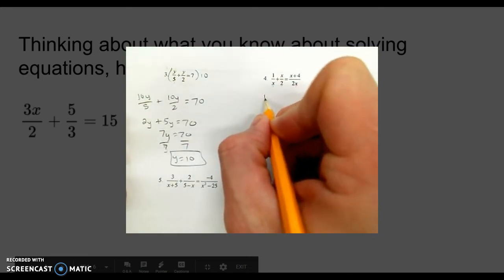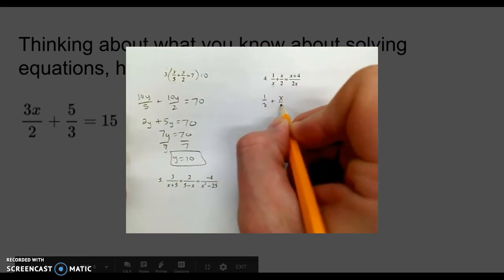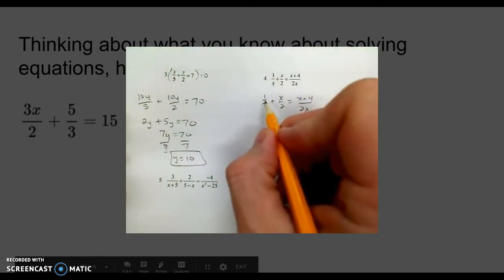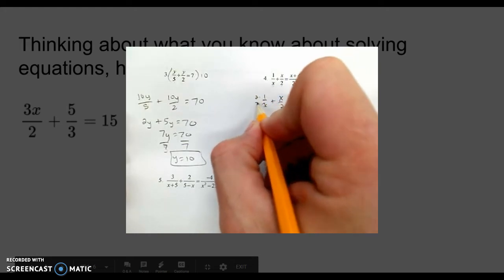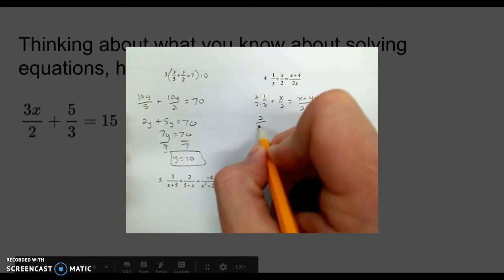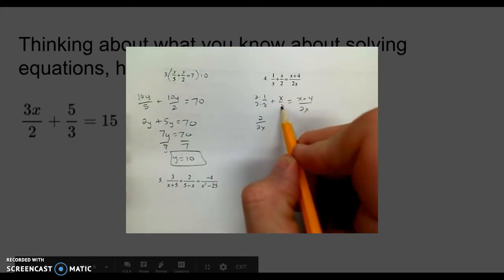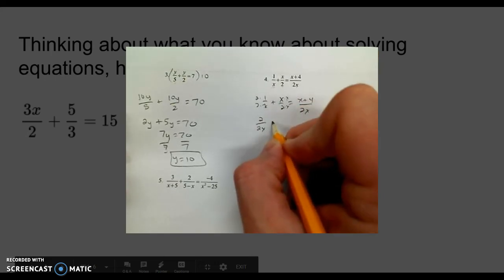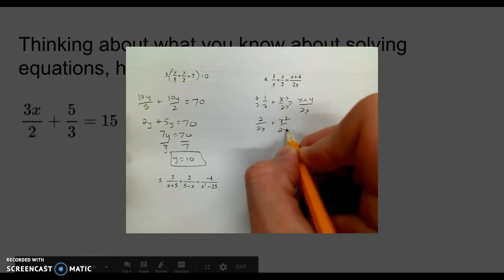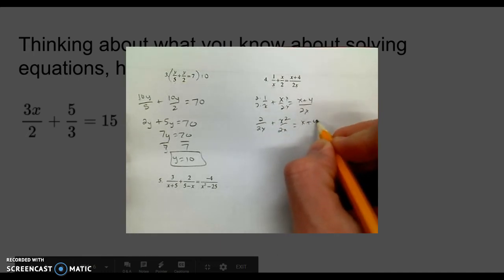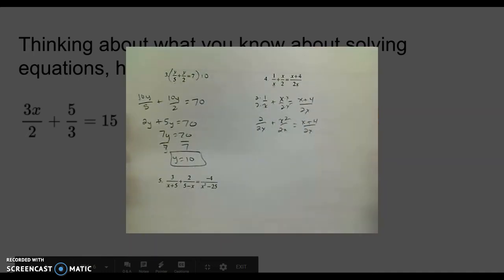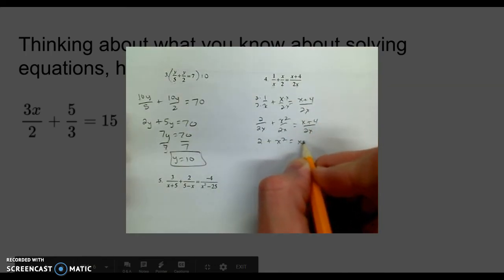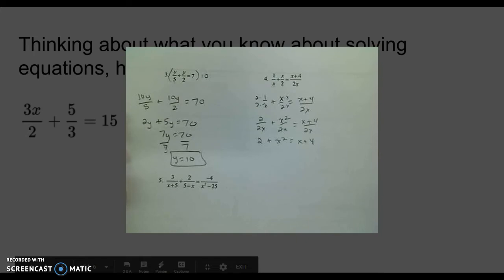So if I multiply 1 over x, top and bottom, times 2, I get 2 over 2x. Here, I have a 2 in the denominator. I'm missing an x, so I'm going to multiply the numerator and denominator both by x. X squared over 2x. And then x plus 4 over 2x. Well, now that everything is over 2x, I can just write 2 plus x squared equals x plus 4. And now again, I have a quadratic.